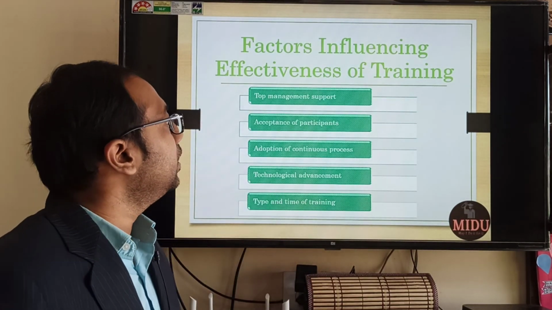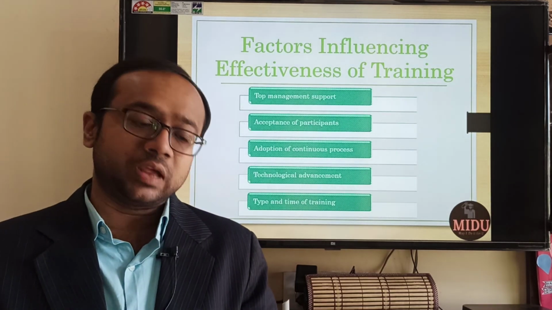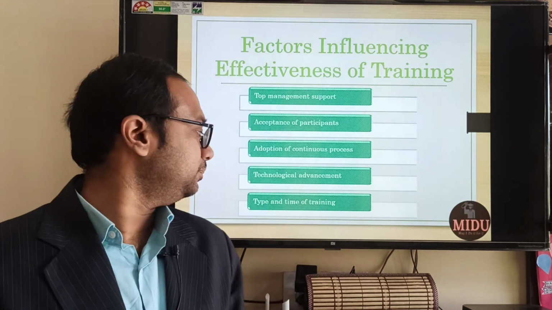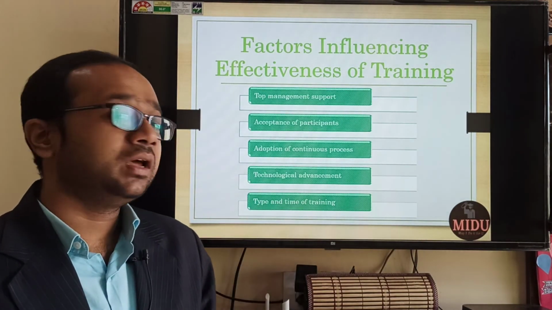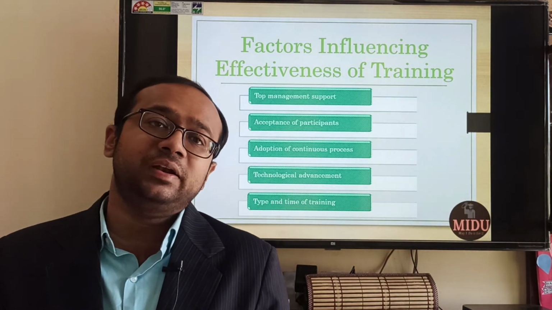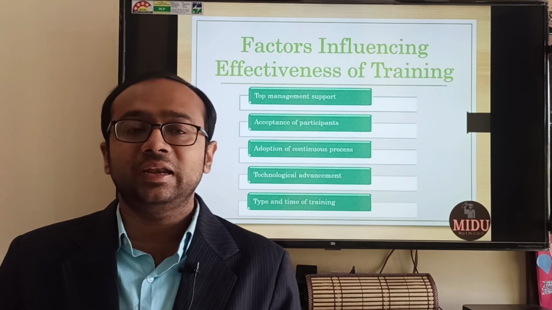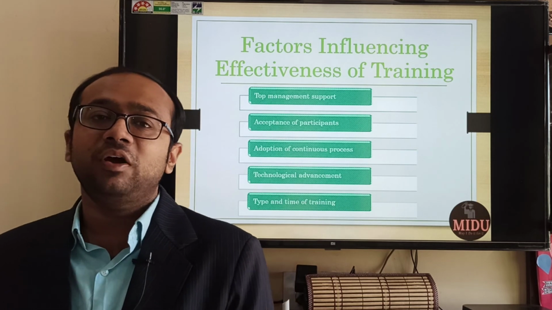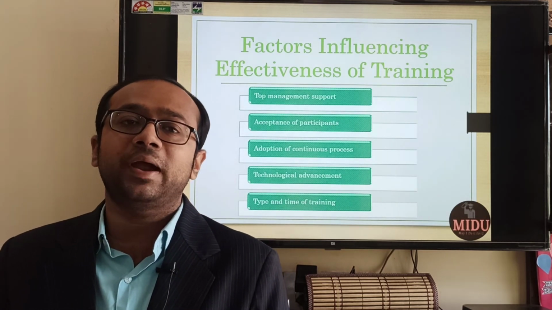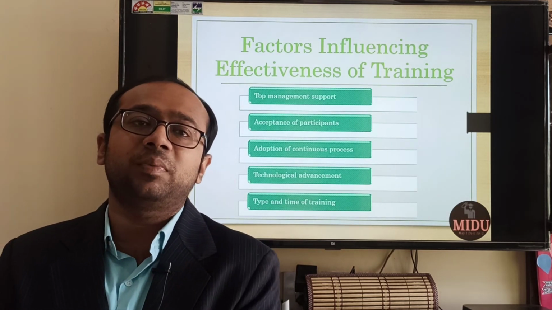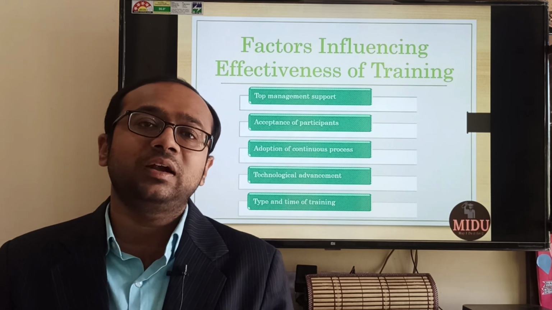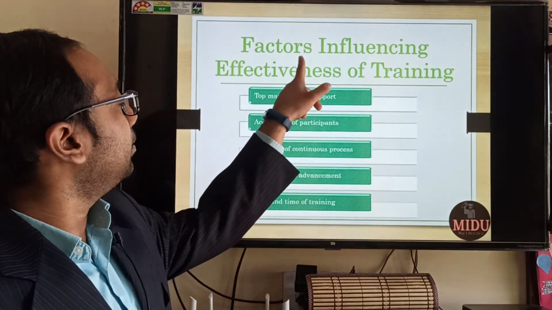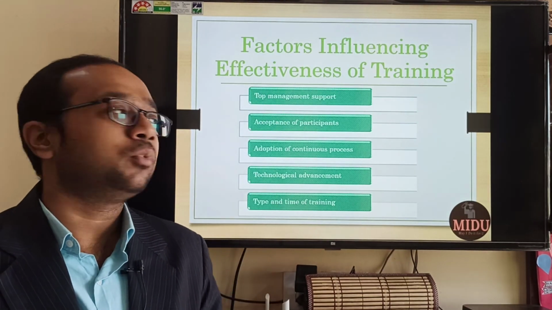Technological advancement. With technology getting advanced, we need to see that we are using the best possible technologies in our training program. Type and time of training. Whether it is offline training, online training, offsite, onsite, that needs to be decided basis the objectives and even the time of training. You cannot have training at a time when people are already occupied with maybe their yearly targets or budgets or things of that sort. So time and type of training is also important. All these 5 factors influence the effectiveness of a training program.